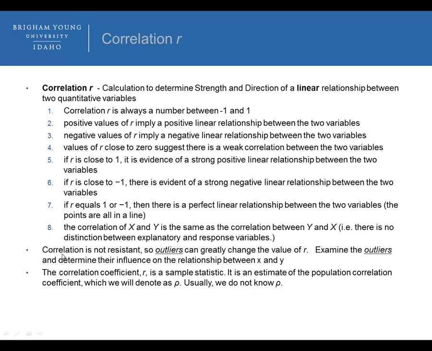Now correlation is not resistant to outliers. Outliers can greatly change the value of R. Do you remember what other measures were not resistant to outliers?